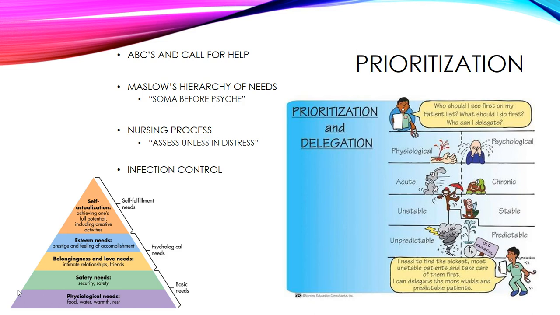So your priority patients are going to be your immediately unstable, acute patients, and those are patients you can't delegate, versus your chronic needs, your basic needs, and your more stable patients are lesser of a priority, and it is more likely that they could be delegated.